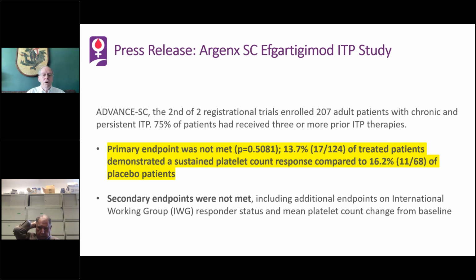And the bottom line was the placebo response rate was higher than the efgartigimod response rate. Now you could say, well, gee, the placebo response rate was a fluke. Why would they respond to such a high level? But the primary response rate on efgartigimod was substantially lower. It went from 22% to 14%. In addition, none of the secondary endpoints of the types I showed you before were met.